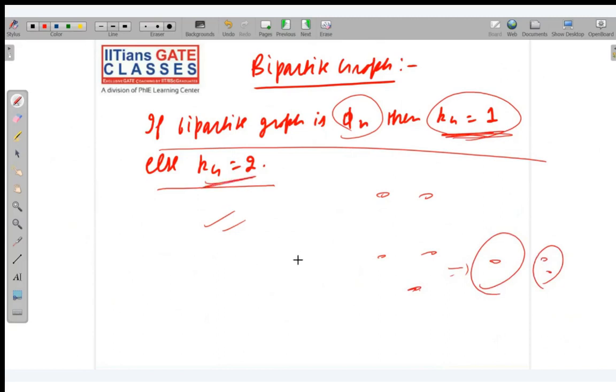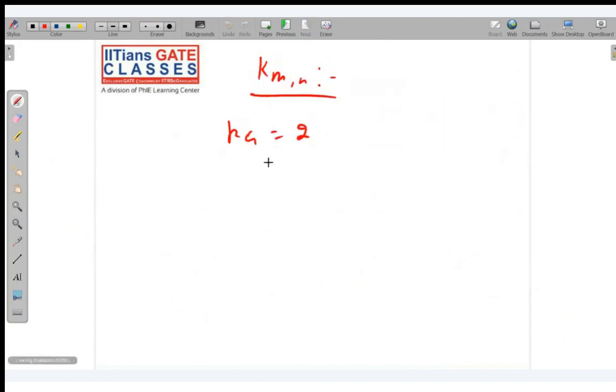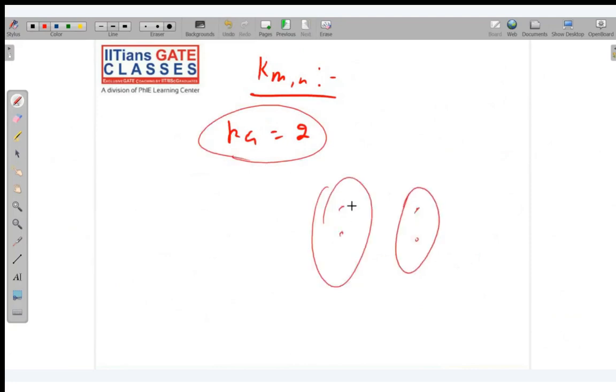Any doubt? Understood. Okay, take a snapshot. I will jump to the next slide. Next, K m,n, again chromatic number 2. I have just proven it to you. So you take it like this. Red, green, 2. No problem. That's it. Done.